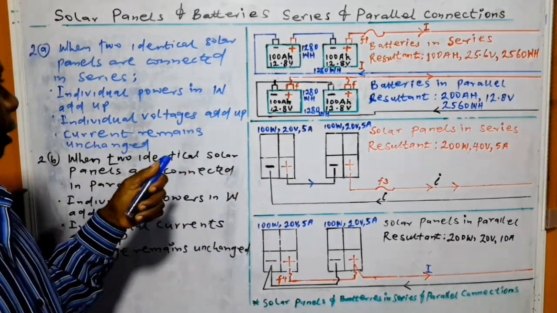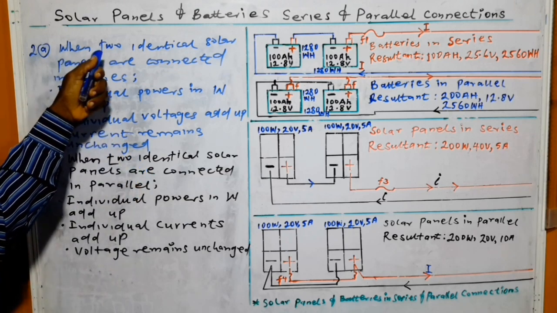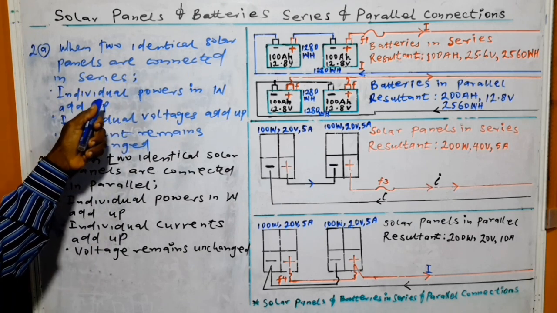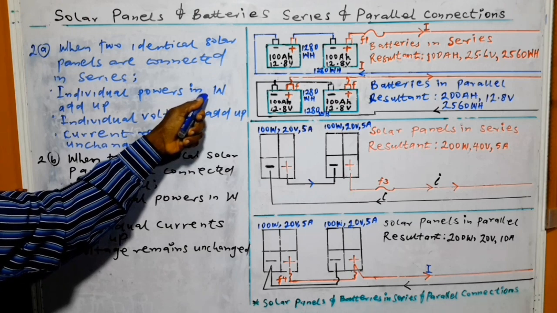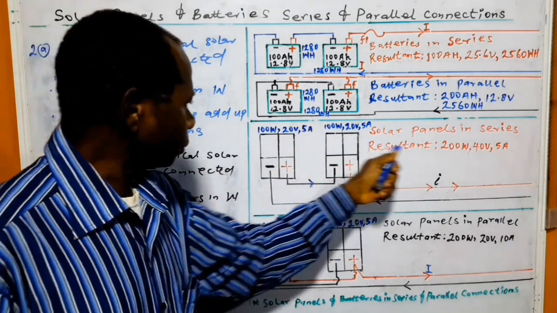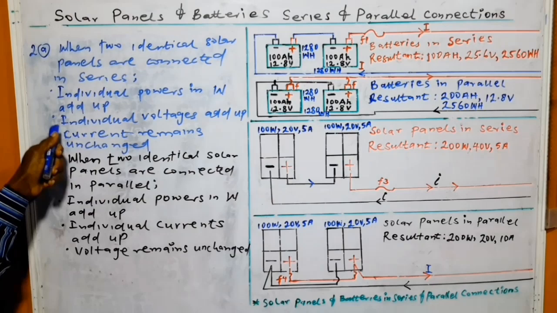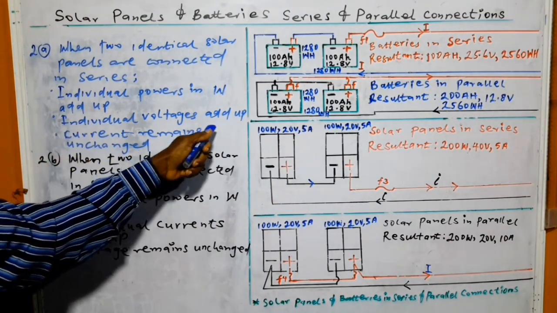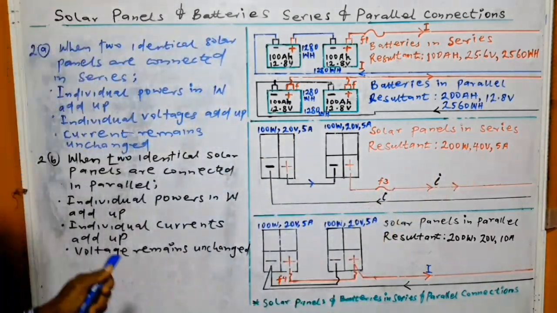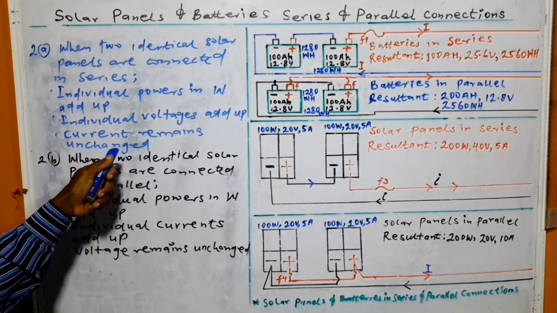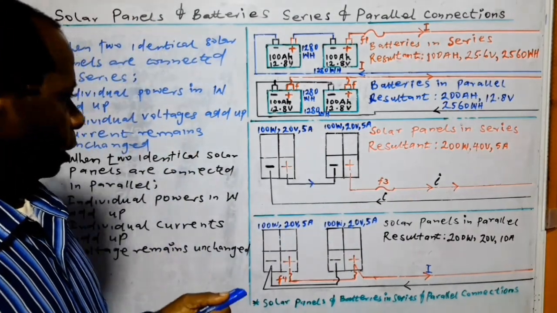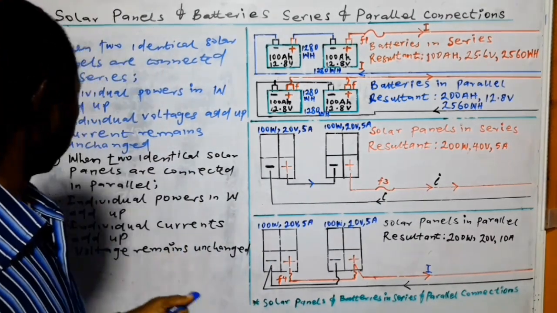Now let us take up the third case, when two identical solar panels are connected in series. Then individual powers in watt add up, just like we have here. 100 plus 100 will give us 200 watts. Individual voltages add up. 20 volt plus 20 volt will give us 40 volts. Current remains unchanged. The same current will flow through the system, this current I.